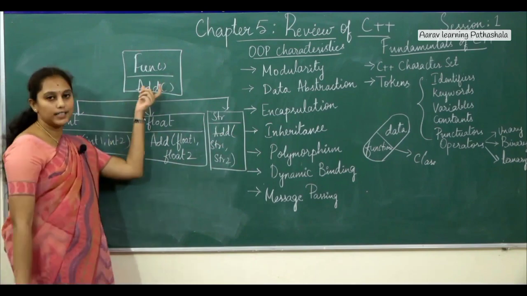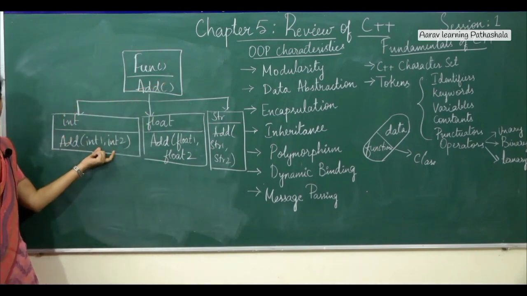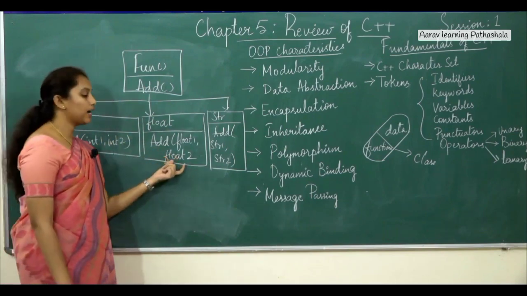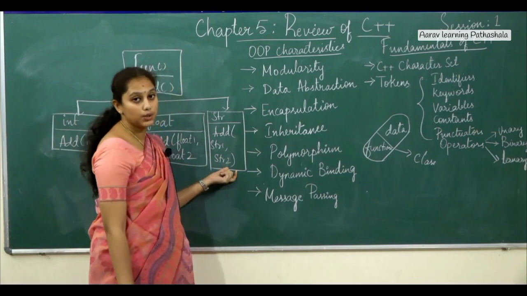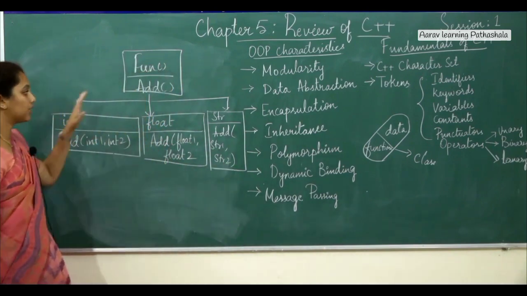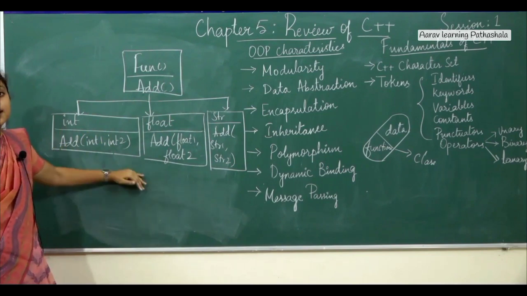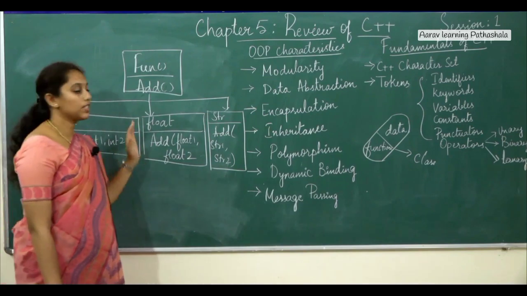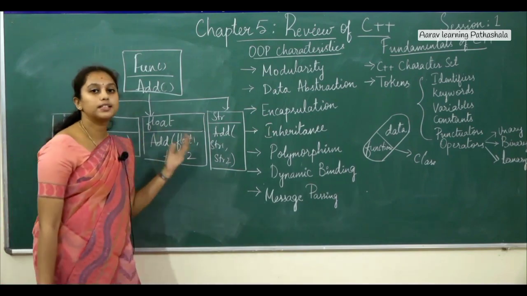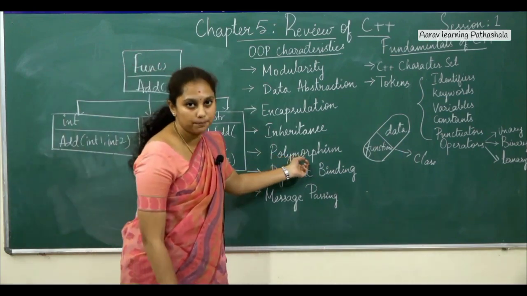Here the function addition is used to add integer numbers, here to add floating point numbers, and here to add the string type. So the function name remains the same, but the operations may differ. According to the situation, the same function is used to perform different operations, which is called polymorphism.